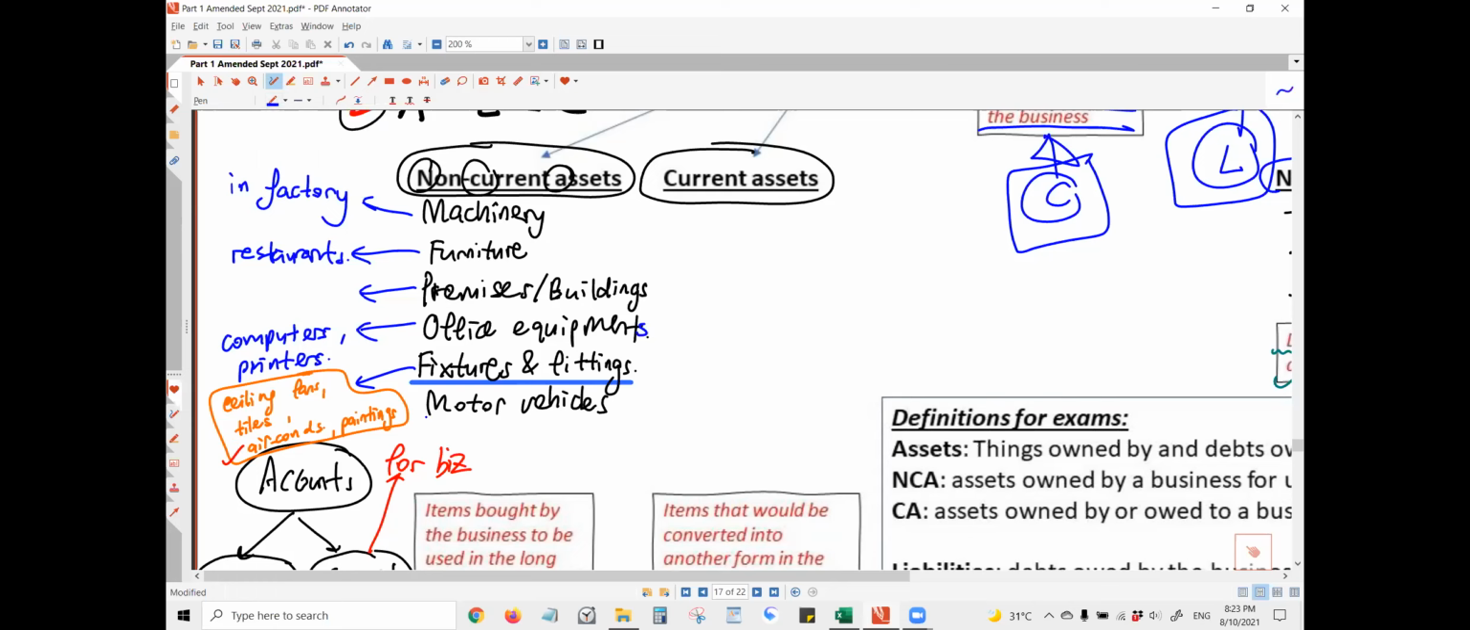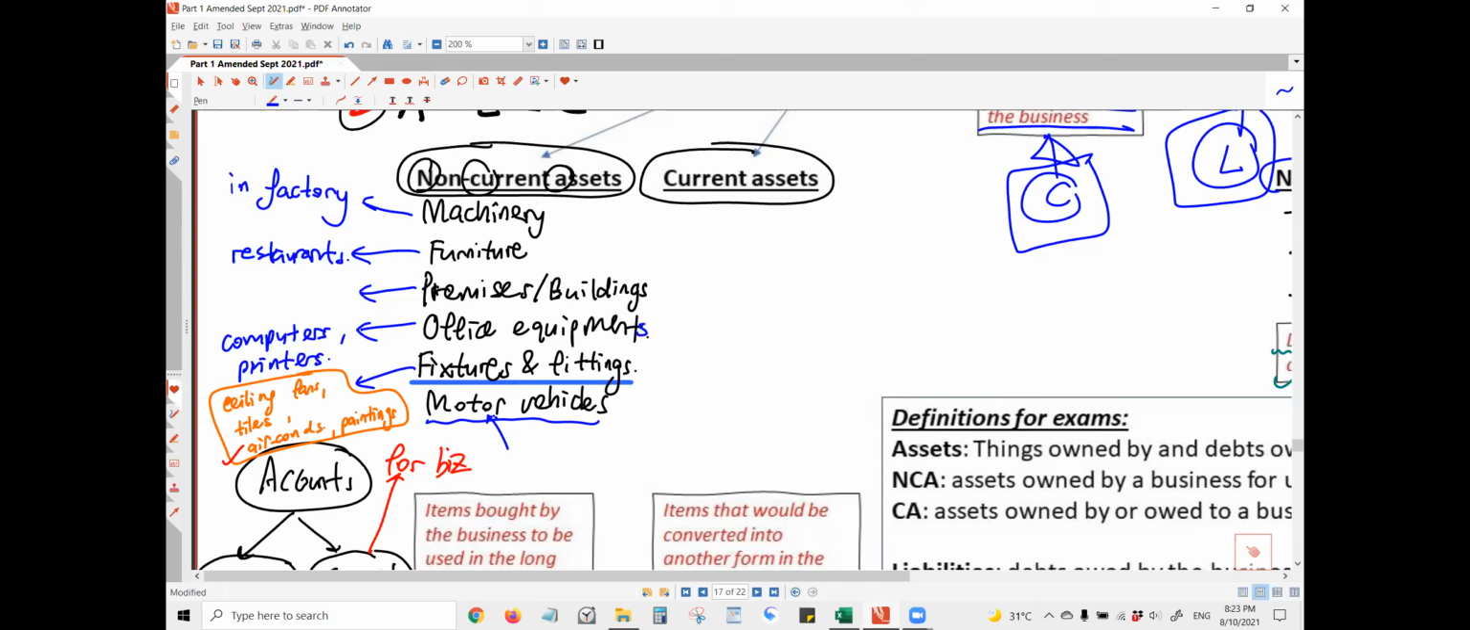Motor vehicles. It is any transportation on the road. Motor vehicles doesn't just mean motorcycles. Okay, don't tell me that you see the word motor and you tell me that it is just motorcycles. No, motor vehicles here refer to any transportation on the road. Vans, lorries, sedan cars, what else? Buses, okay, motorcycles.